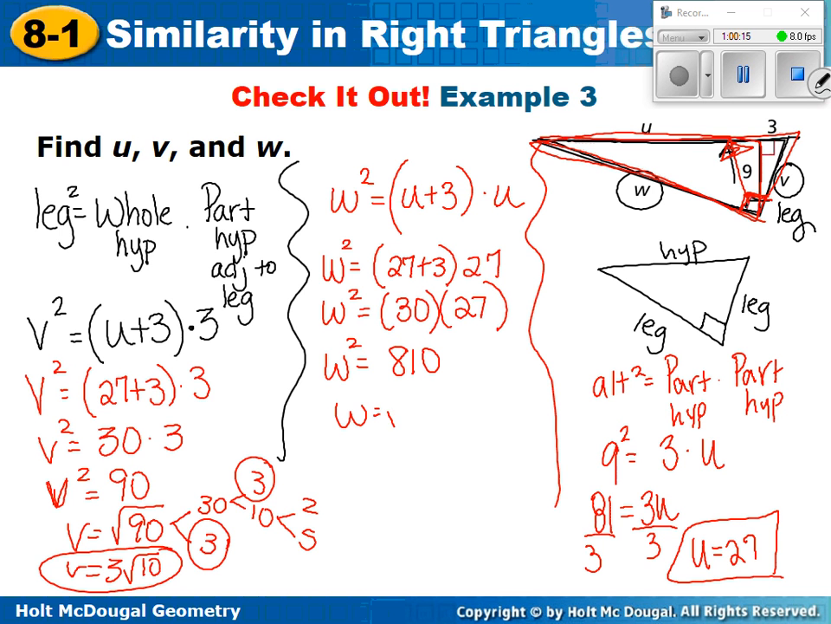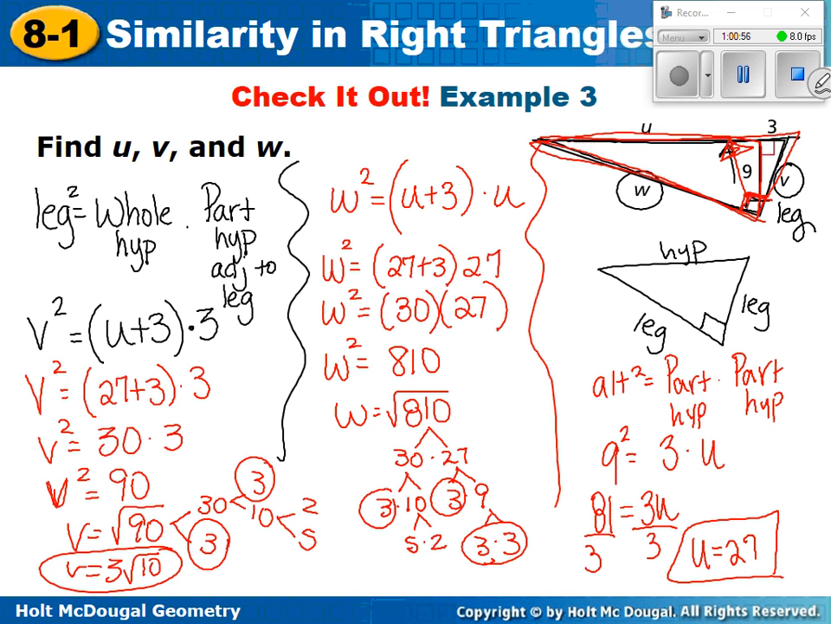Take the square root. Is that a perfect square? No, so we have to factor it. What does it factor into? Okay, again, you can always go back to what you just multiplied. 30 times 27. What's 30 factor into? 3 and 10. 27, 3 and 9. 10 factors into? 5 and 2. 9 factors into? 3 and 3. So do I have any pairs? I have a pair of 3's here. I have another pair of 3's here. And what's left? 5 and 2.